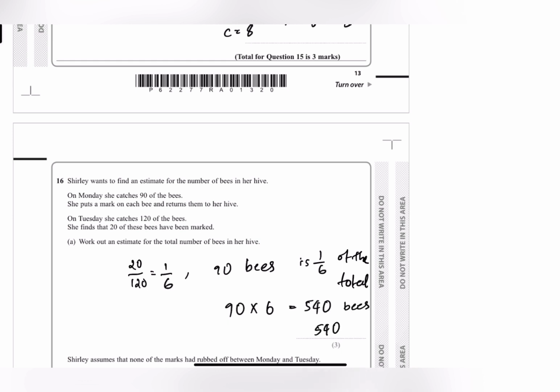So what you can do, you see 20 over 120, when you do 20 over 120, you get 1 over 6, which is, on Tuesday, she catches 120 bees, she finds that 20 of the bees have been marked. So 90 bees is 1/6 of the total. So you can do 90 times 6. So first you do 20 over 120, you will get 1 over 6. And then 90 bees is 1/6 of the total. So you do 90 times 6. So 540 bees. It's a relatively easy problem.